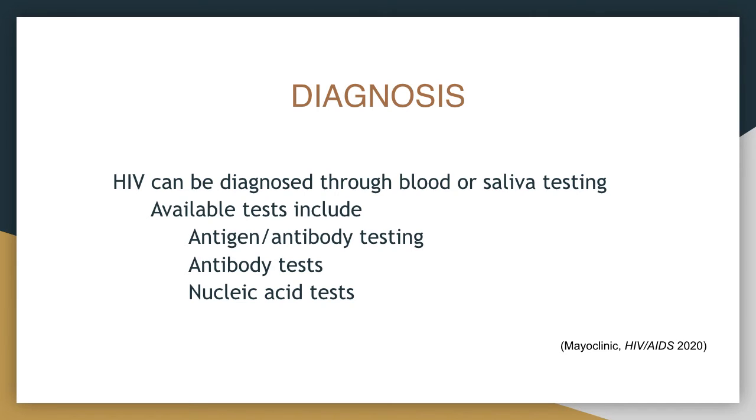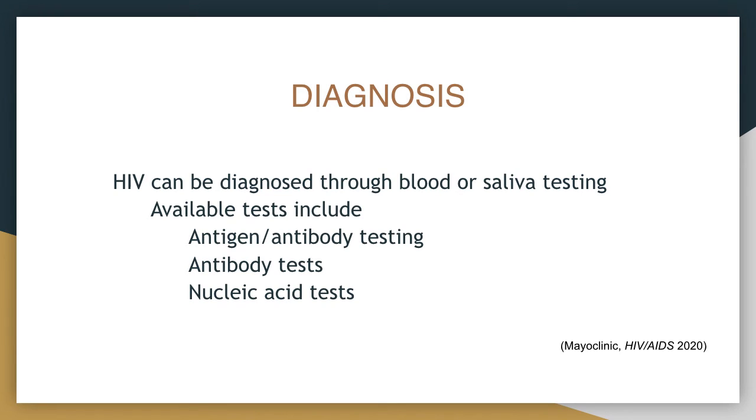Antigens are substances on the HIV virus itself and are usually detectable. Antibodies are produced by our immune system when it is exposed to HIV. It can take weeks to months for antibodies to become detectable. The combination antigen antibody test can take 2 to 6 weeks after exposure to become positive.